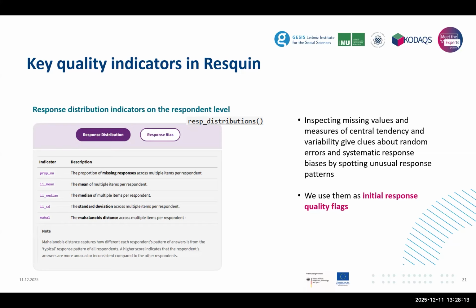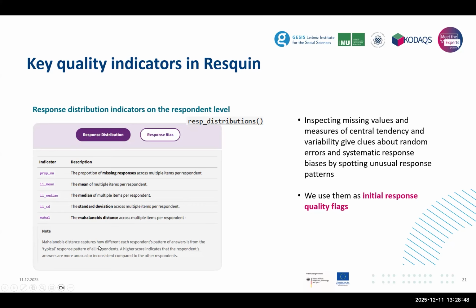Basically, you also get other indicators with it, but what the Resquin tool uses is that it gives a proportion of missing responses, it gives the mean of multiple items per respondent, the median across these multiple items in a scale per respondent, the standard deviation across items, and also the Mahalanobis distance. Now the Mahalanobis distance might not be as straightforward a measure or something that is commonly known. So also here in the tool, of course, we have a definition of this and also of other terms that we use.